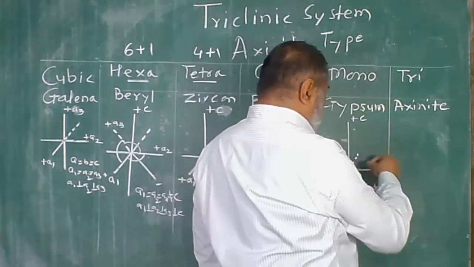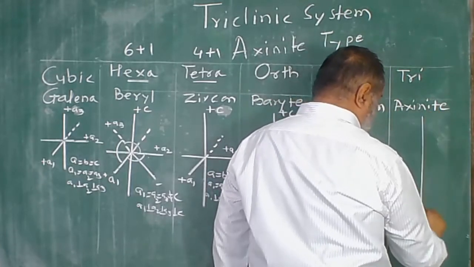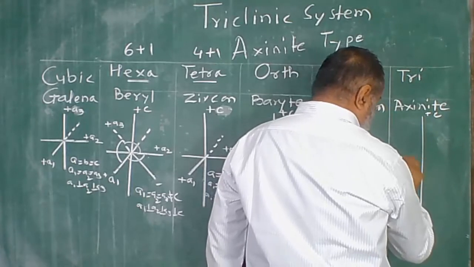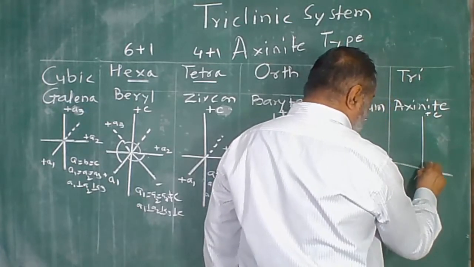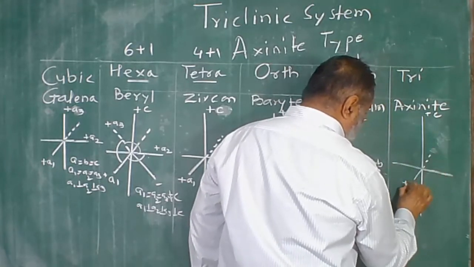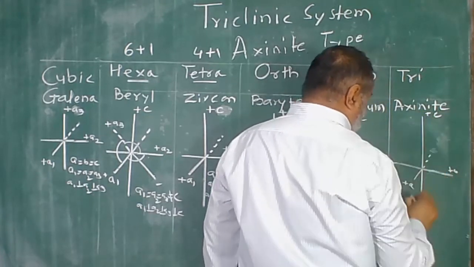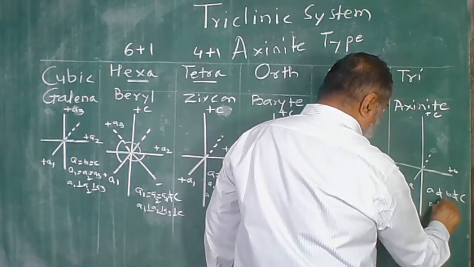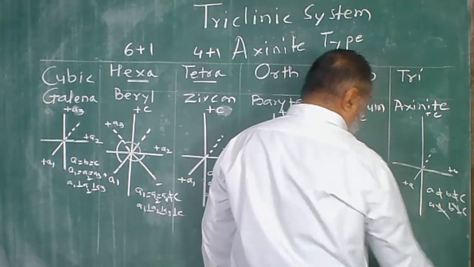This is the relation in the monoclinic system. Mono means one axis is inclined. Next, the triclinic system: your B axis is a little bit inclined, and due to this, A is also inclined. So all the three axes will be inclined. A will be running from front to back, B will be right to left, and C top to bottom. So A is not equal to B, B is not equal to C, and all are not perpendicular to each other. So this is the relation.